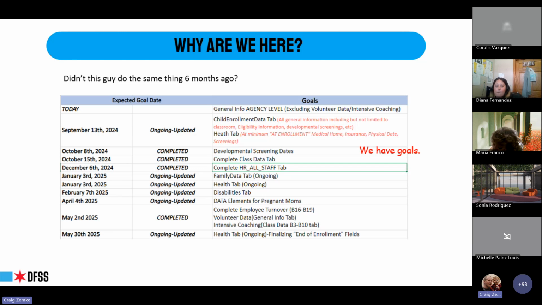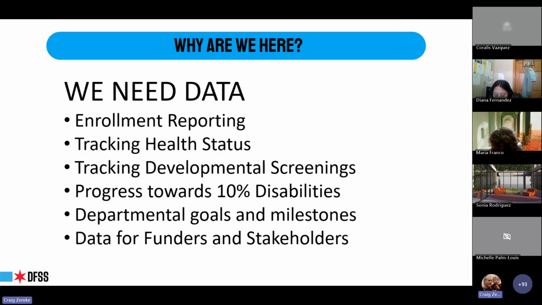Okay. So some of these dates passed quite a while ago. We wanted all of the enrollment stuff in. Obviously, there are new children who enrolled later, but children who enrolled at any point during 2024, we would like all of their information to be here now. And the reason for that, beyond the fact that we have a lot going on in the summer, is that we need data. We use the data in here for enrollment reporting, for tracking health status, for tracking developmental screenings, to monitor our progress towards reaching 10% of children with disabilities.